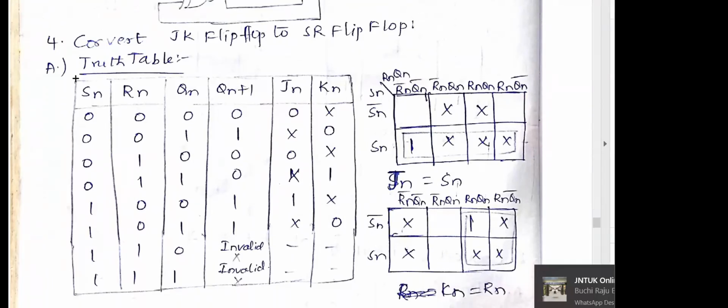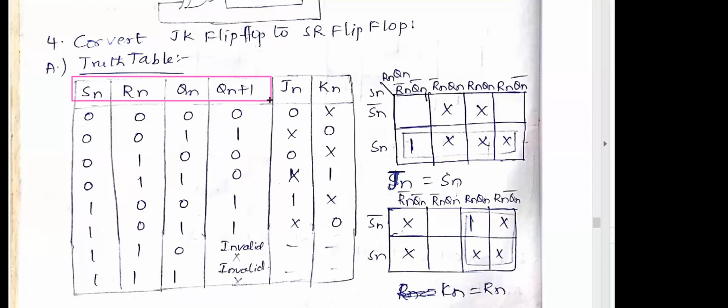Therefore, we have to write the functional table of the SR flip-flop. First, we draw the functional table of the SR flip-flop with S, R and Qn. S and R are the inputs, Qn is the present state, Q of n plus 1 is the next state. By taking that reference, we have written the functional table of the SR flip-flop. In this SR flip-flop, we know there are two invariant states. We have to write the two invariant states also here.